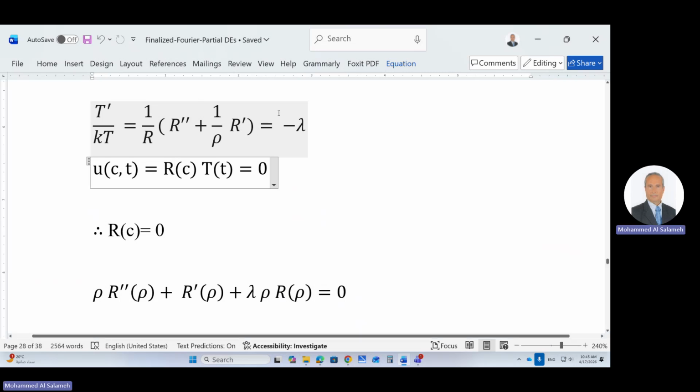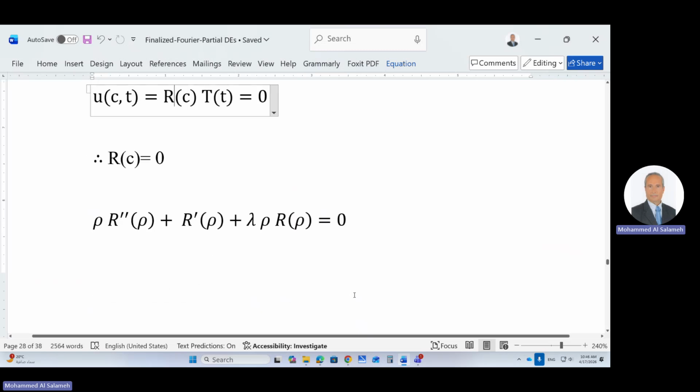Now, if you take this equation to the right-hand side and multiply the equation by R and by rho also, we will obtain rho times R double prime plus R prime, plus, if you take minus lambda to the left-hand side, it will be plus lambda, multiplied by rho and capital R, equal to 0. This is a differential equation, an ordinary differential equation with variable coefficients, because rho is variable.